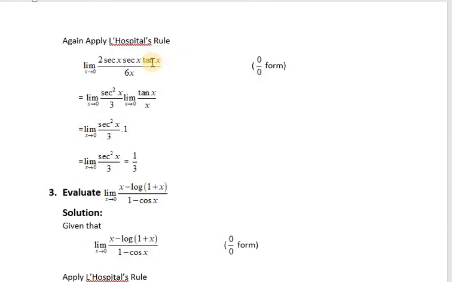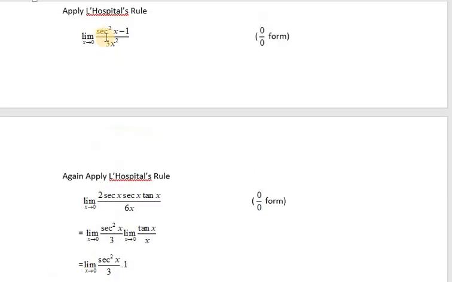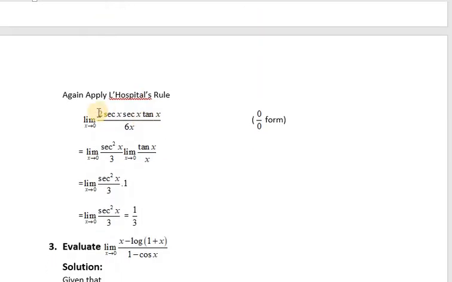Apply L'Hopital's rule. So differentiate the numerator, that is secant square x minus 1. Derivative of secant square x is 2 secant x into derivative of secant x, which is secant x tan x. Then derivative of 3x square is 6x. Again, when you substitute x is equal to 0 in this equation, we get 0 by 0 form.